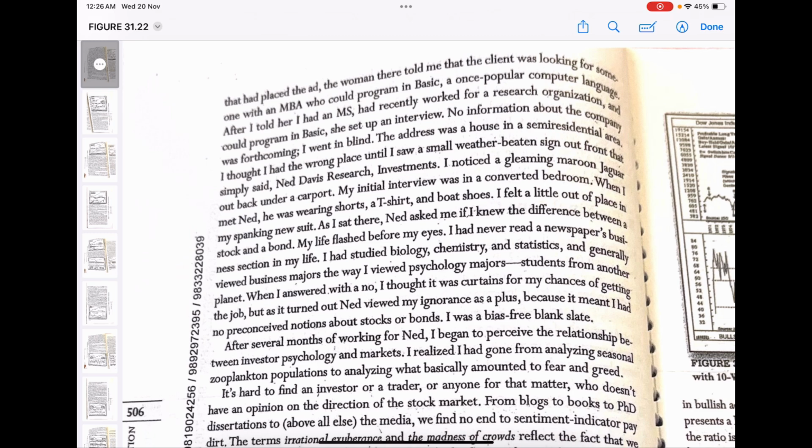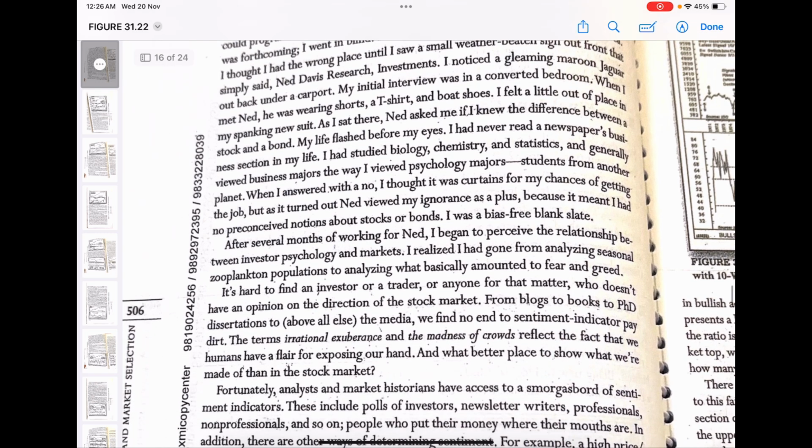I went in blind. The address was a house in a semi-residential area. I thought I had the wrong place until I saw a small weather-beaten sign in front which said Ned Davis Research. I noticed a gleaming maroon Jaguar out back under a carport. My initial interview was in a converted bedroom. When I met Ned, he was wearing shorts, a t-shirt, and boat shoes. I felt a little out of place because I was wearing a new suit.